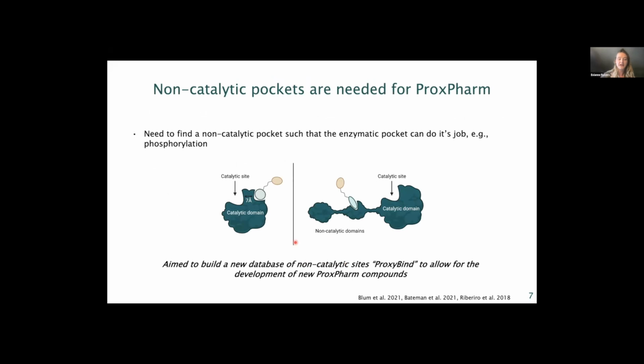So I either define a non-catalytic site by distance or whether it's in a non-catalytic domain. And I aim to build this database with all these pockets and their information on where they're located, whether there's any chemical matter already there, or, for example, reactive cysteines for potential warheads.